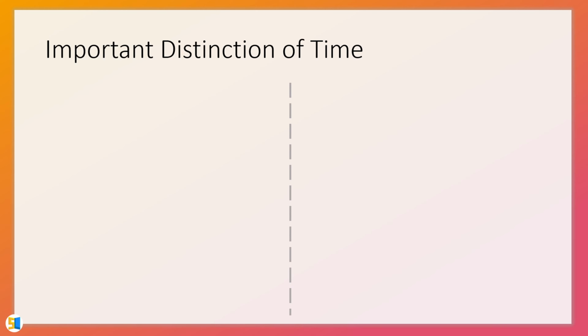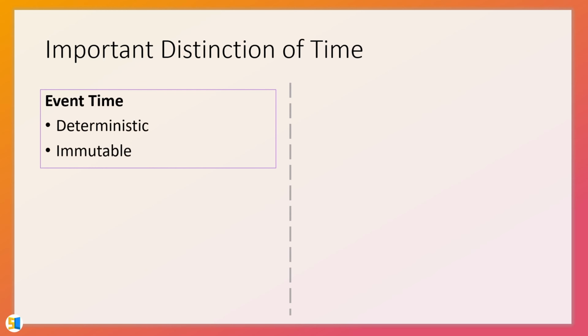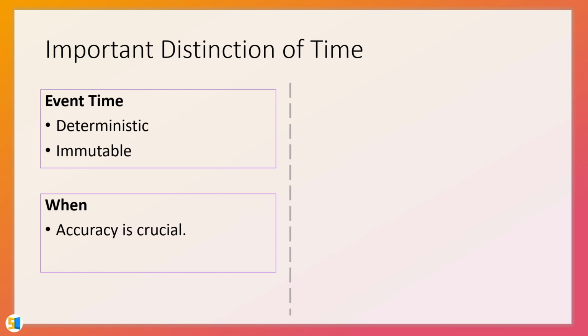So, what are the important distinctions of time? Event time is deterministic and also immutable. Use event time when time accuracy is crucial. Event time ensures that events are processed according to the time they occurred, not when they are processed. This is critical for accurate and deterministic results, especially for applications where the timing of events directly influences the outcome.